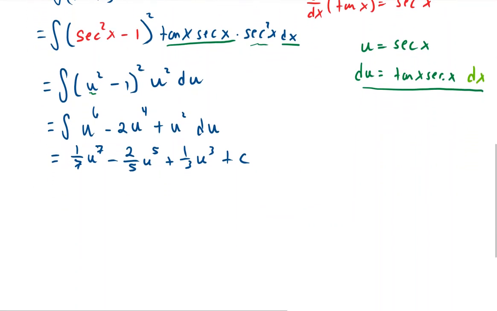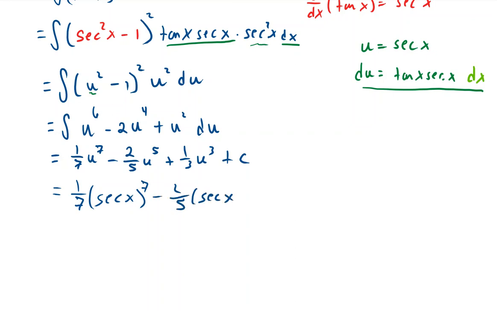Now that we have this, we can go back and make our resubstitutions. We're not solving for u. U was the substitution that we made for secant of x, so that's 1/7 times secant of x to the power of 7 minus 2/5 multiplied by secant of x raised to the power of 5 plus 1/3 multiplied by secant of x to the power of 3 plus c. And here's our final answer.